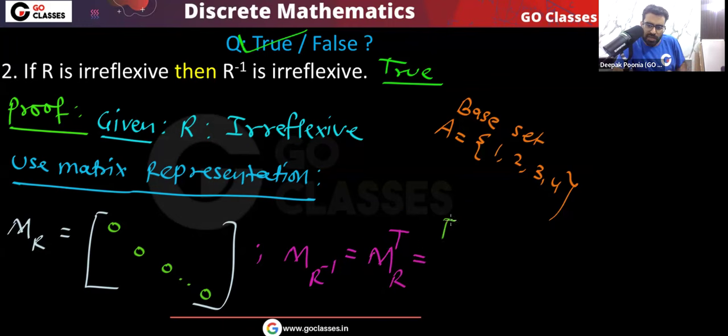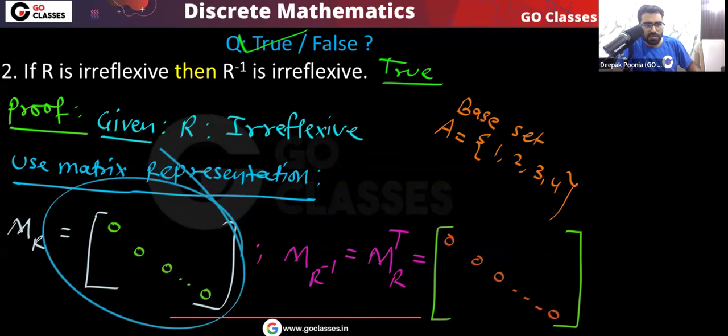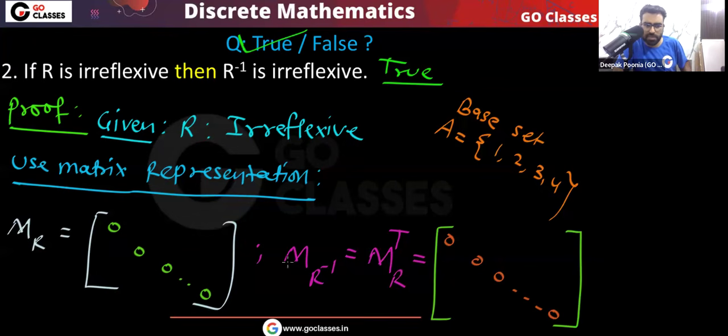If I do the transpose of this matrix, you can notice the main diagonal will remain the same. When you do the transpose of any matrix, the main diagonal will remain the same. So if this relation R is irreflexive, meaning the main diagonal is all 0, then after transpose the main diagonal is still all 0. So I can say that this R inverse is also irreflexive. That's it. Very easy proof. So using matrix representation, you can easily prove it.